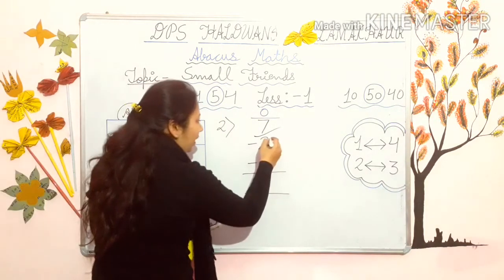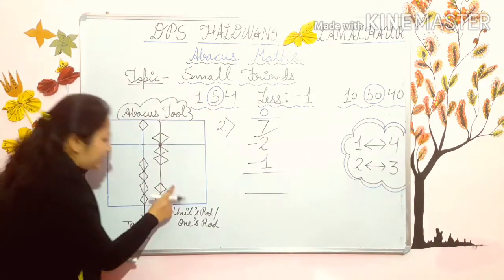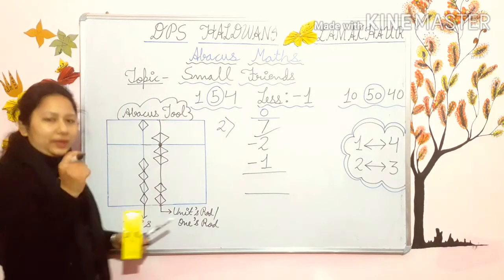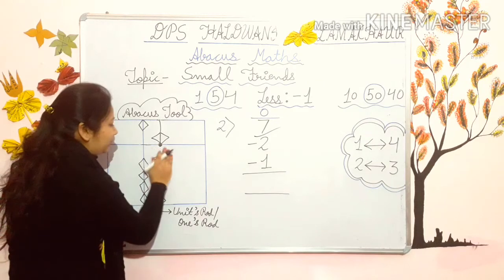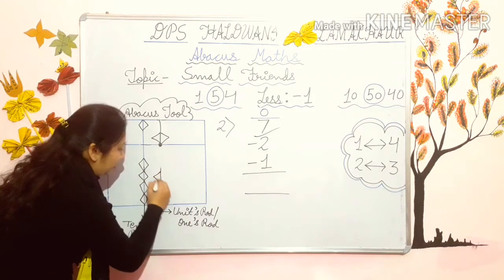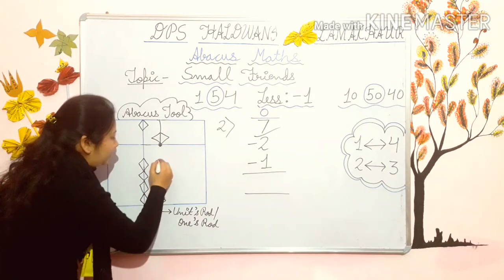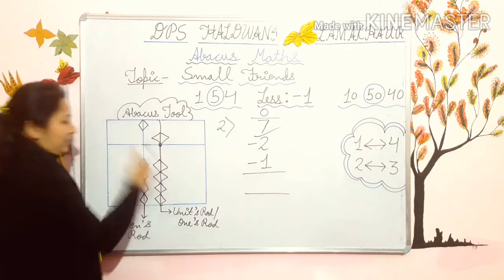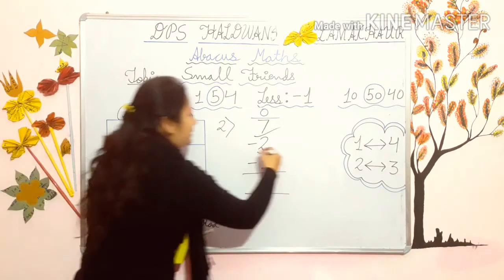Now next you have to do -2. So -2, see 2 beads are there, so you can subtract -2. So do -2 means 2 beads down. I hope kids that you are doing with me. 2 beads down and it is done.